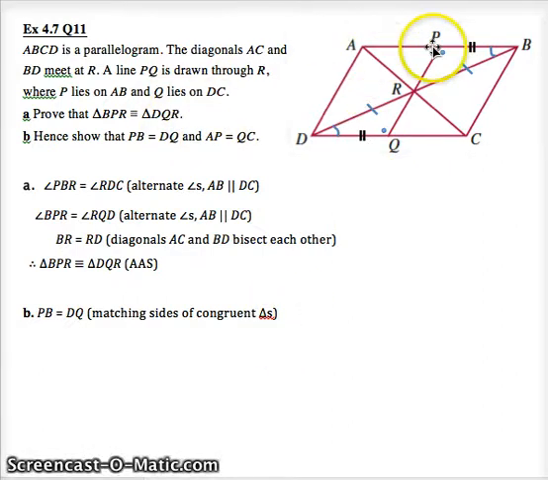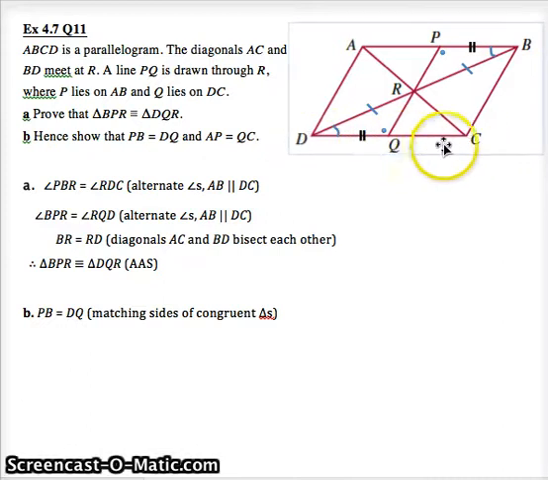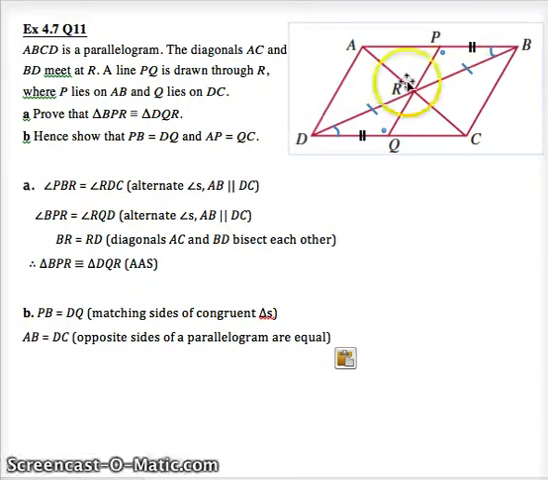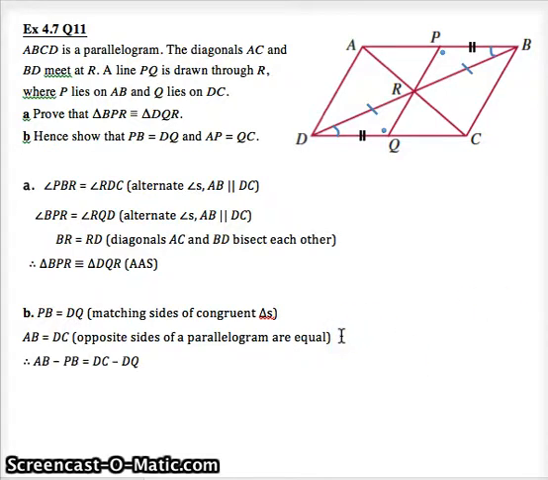And hence we have to show that AP is equal to QC. Now, because we know that ABCD is a parallelogram, we know that AB is equal to DC. And hence by subtraction, we know that AP is AB minus PB, and that QC will be DC minus DQ. So hence we can show that AP equals QC because we're just subtracting two equal side lengths. So we'll write that out. We're saying that AB equals DC because opposite sides of a parallelogram are equal.